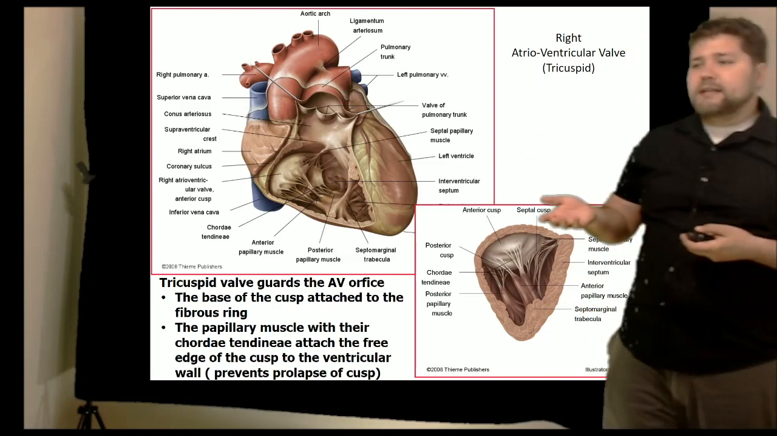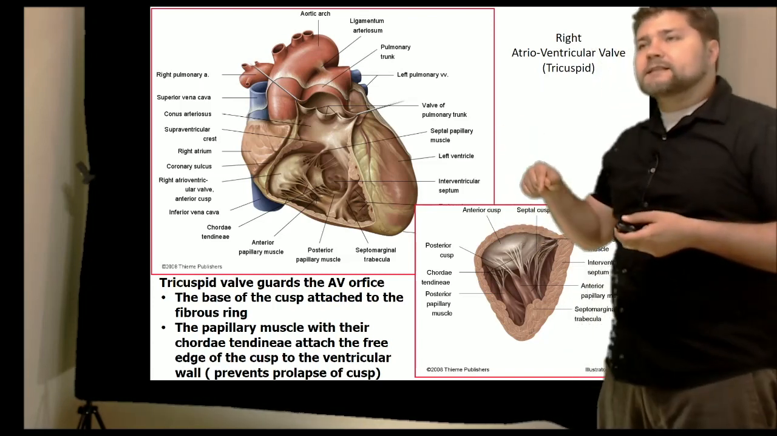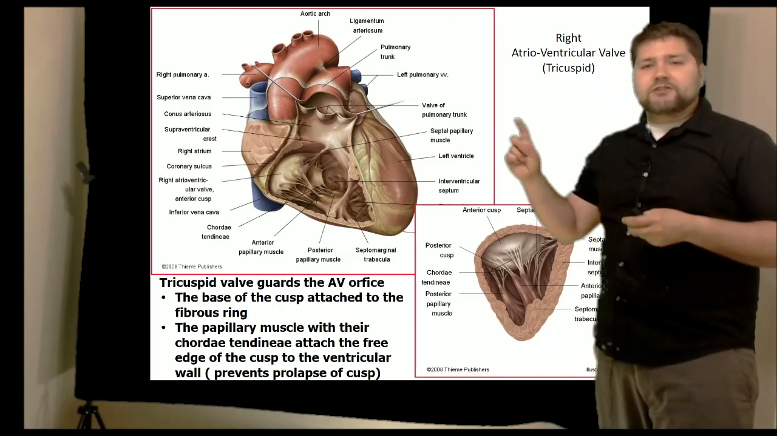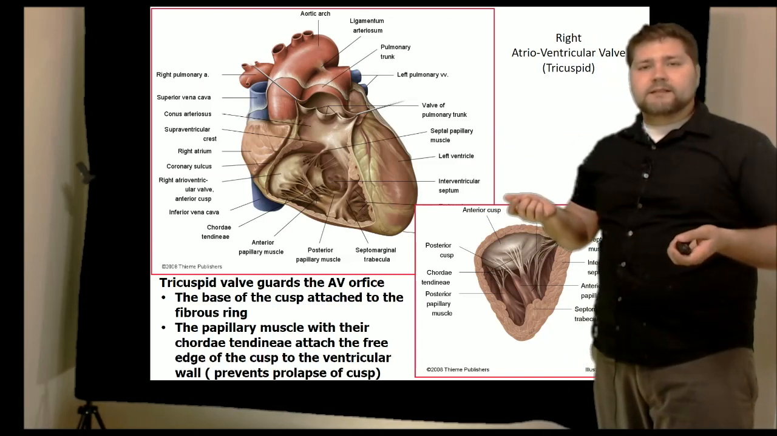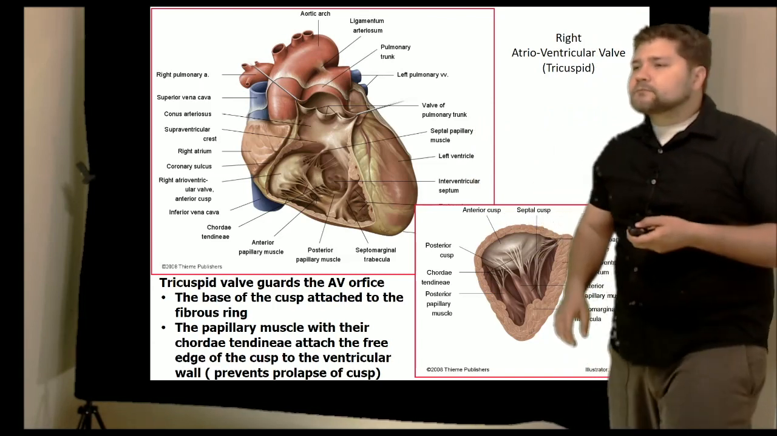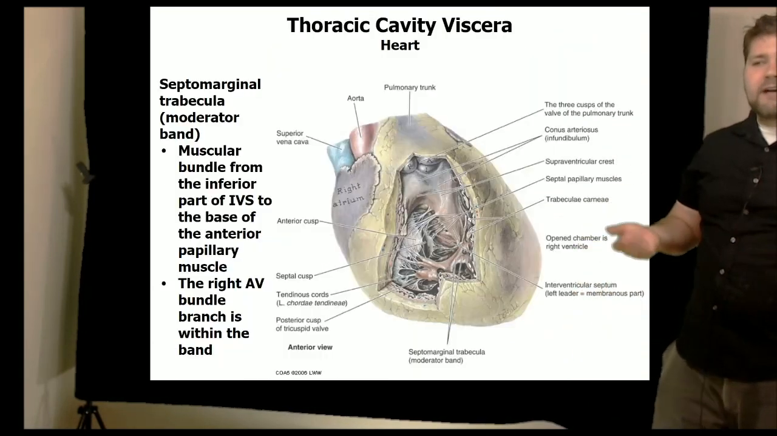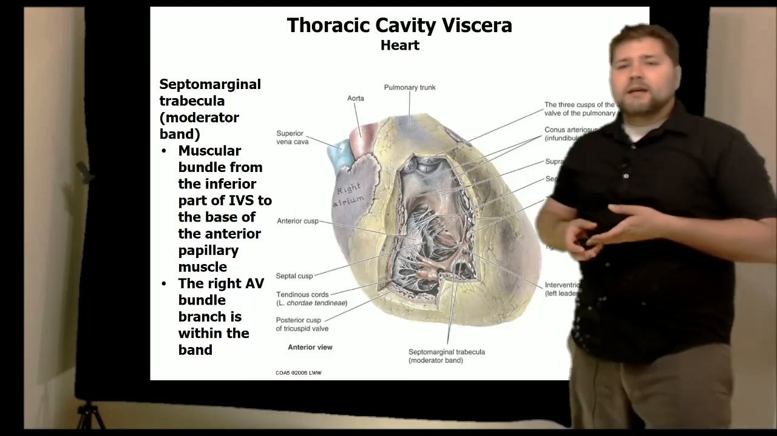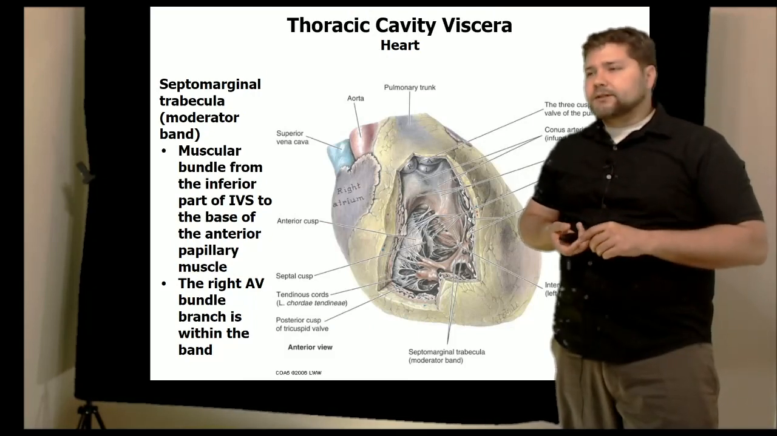We call the one on the right side tricuspid because it has three cusps, or three leaflets. So you have a septal, anterior, and posterior. Now on the left side, we'll see the mitral valve, or bicuspid valve, which only has two, anterior and posterior.